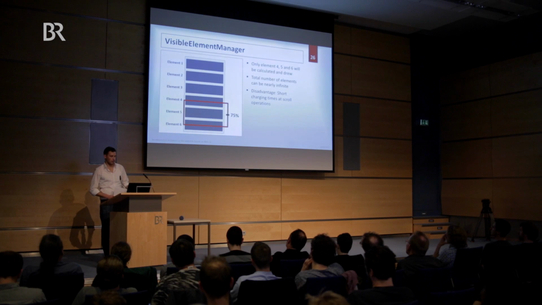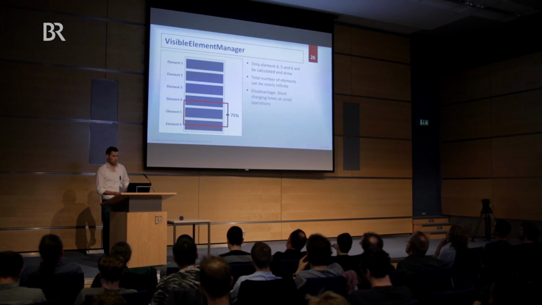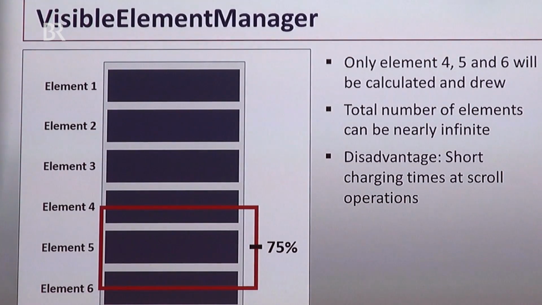Here is the explanation. The red area is the screen you can see. The 75% is the scroll bar position. This is a table with some elements. And the scroll bar is at 75%, so you can just see elements 4, 5, and 6. So the manager just has to calculate these 3 elements, just if something has changed in these 3 elements.